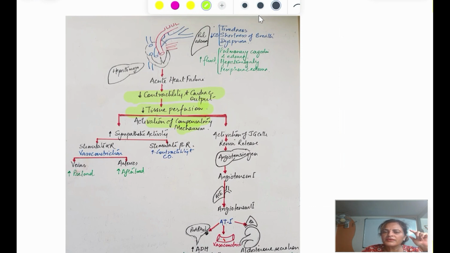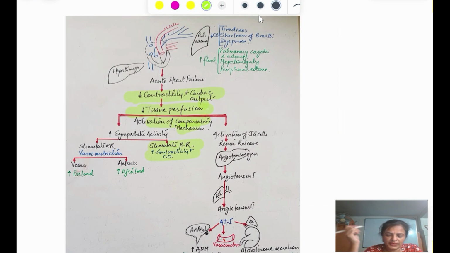Now alpha receptors, where are they present? They are present in the blood vessels. So alpha, they are going to cause vasoconstriction both in the artery as well as in the vein. Now beta receptors, where are they present, especially beta 1? They are present in the heart and in the JG cell of the kidney. So in the heart, what they are going to do, they are going to cause contraction.